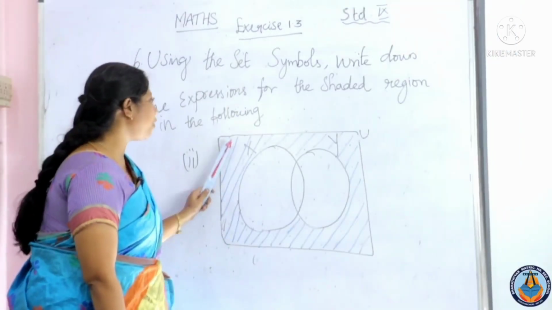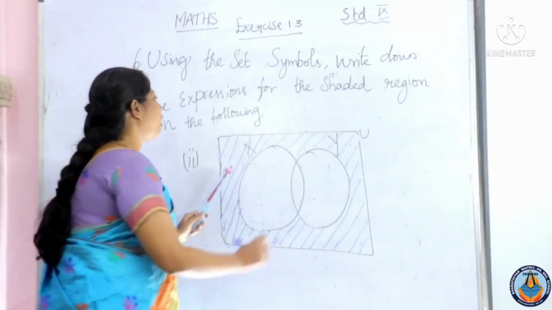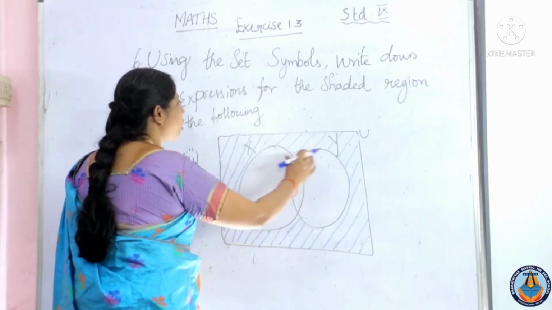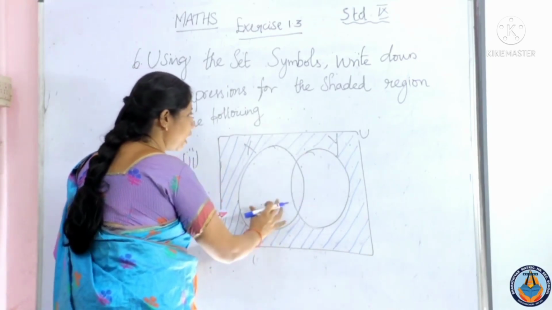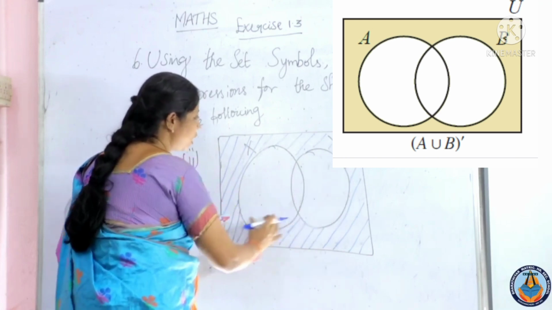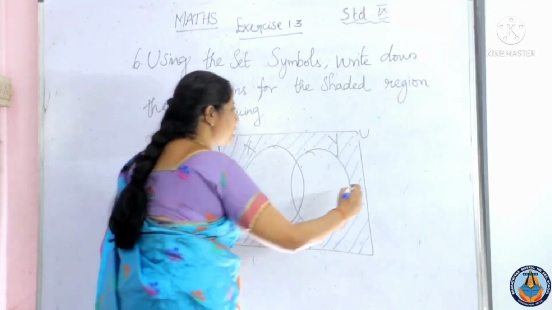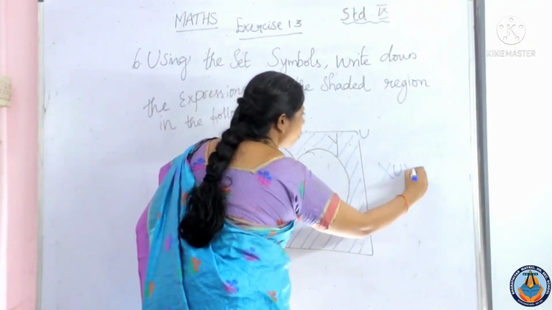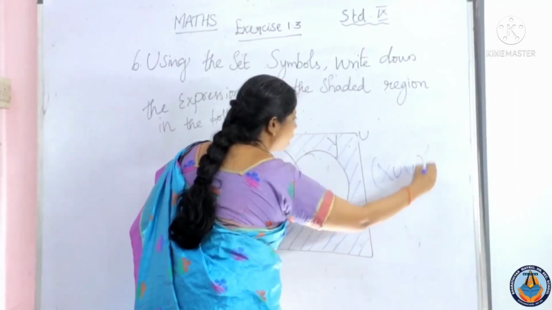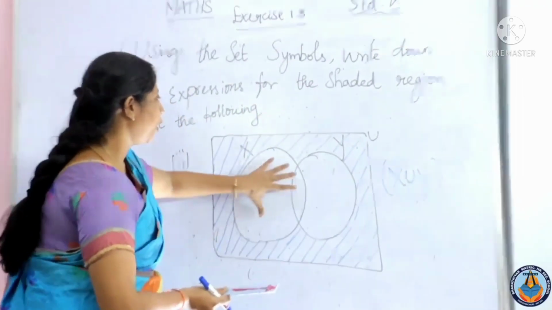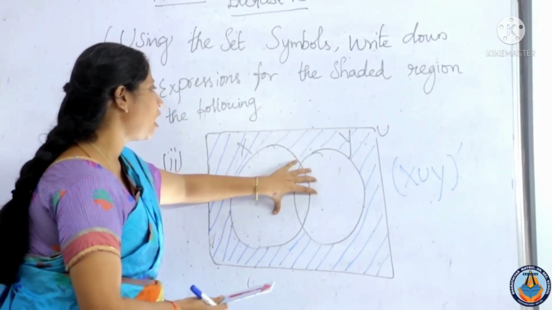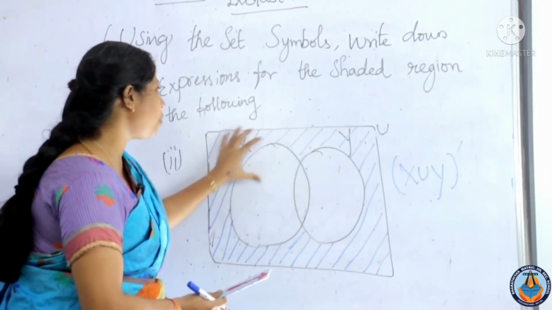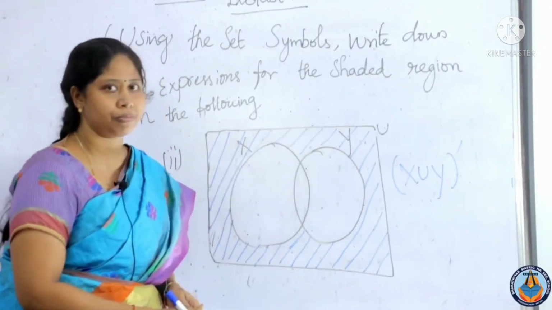From this figure, we can identify that the union of x and y has been neglected. The other portion is shaded. Therefore, your answer is (x union y) dash. Except the union of the sets, which has been neglected, the other portion is shaded.